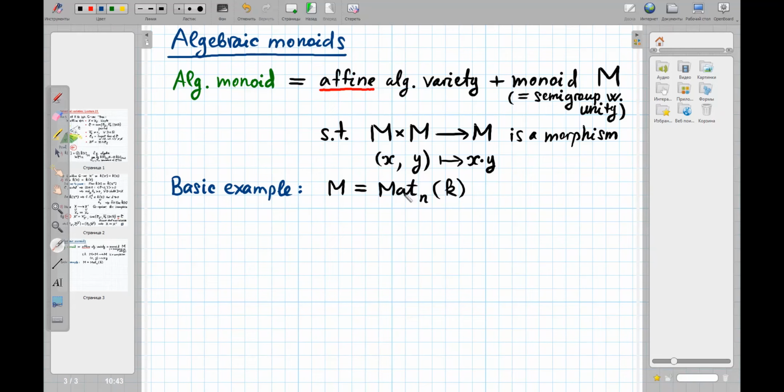And this map, of course, is a morphism because you know the formula for multiplication of matrices. It is a polynomial formula. So this multiplication map on matrices is a morphism, and therefore this affine space comes equipped with the structure of an algebraic monoid. This is just what I wanted to say.